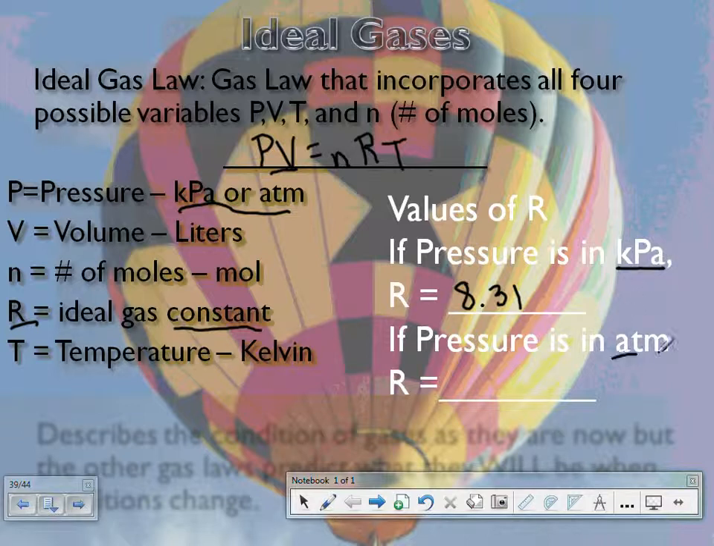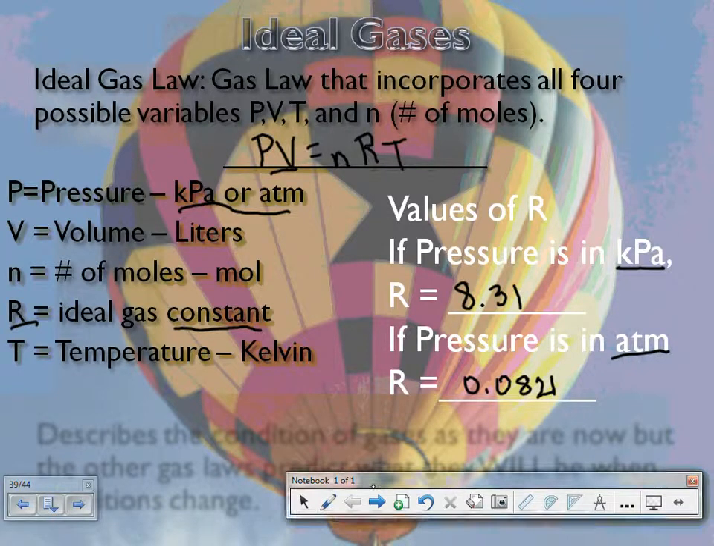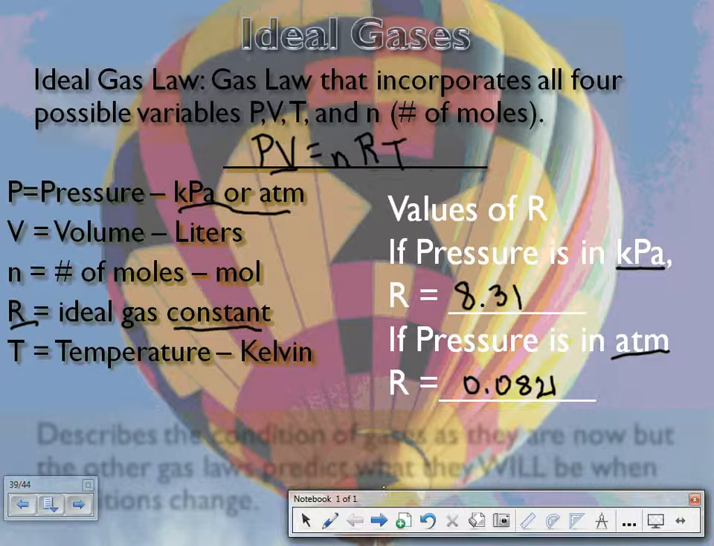But we commonly use atmospheres. Do you have that one, Amanda? 0.0821. There you go, 0.0821. You like how I put you on the spot. Think fast. Well, you studied this before. It's only been a year. No big deal.